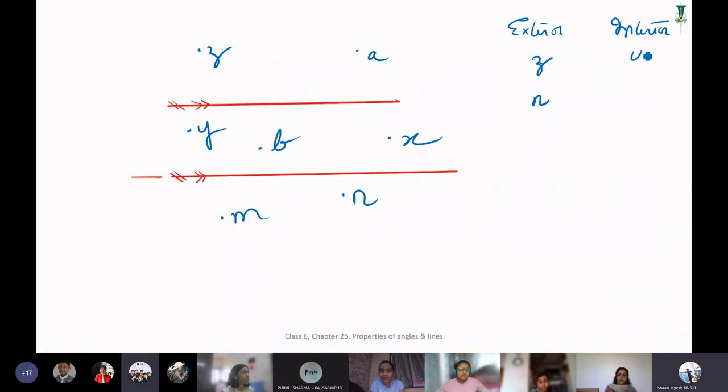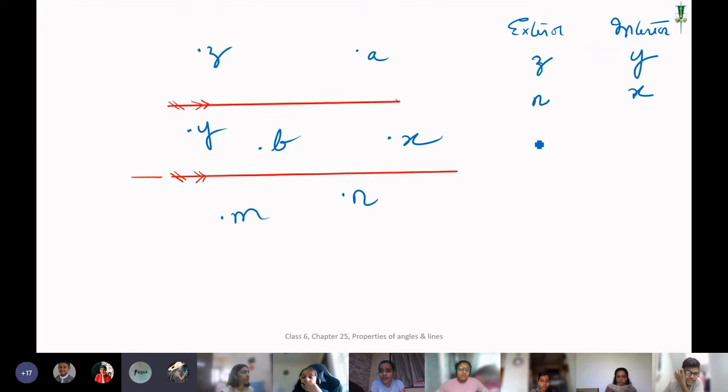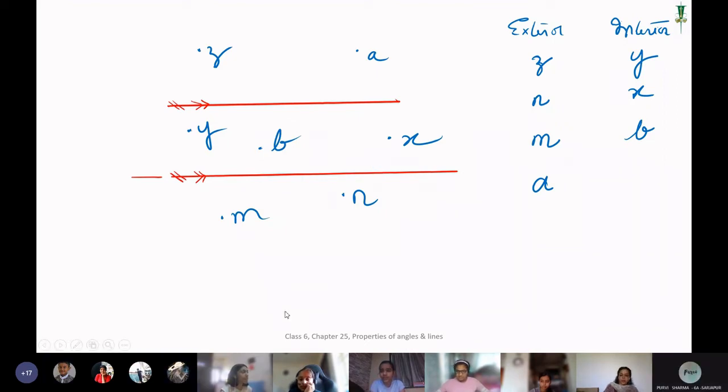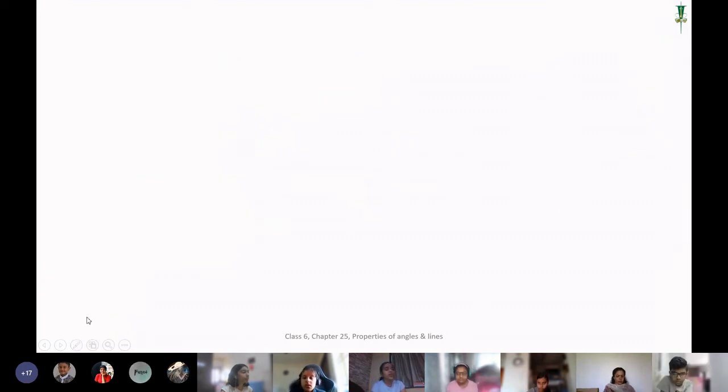Where does X lie? Interior. Where does M lie? Exterior. Where does A lie? Exterior. And where does B lie? Interior. So all of you have understood where these lie? Very clear to you, right? Yes, ma'am. Okay, now let us look at another diagram with the transversal.